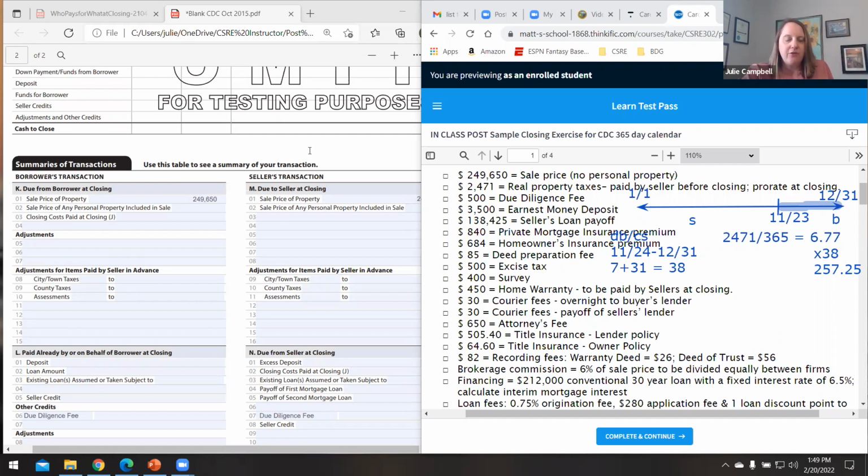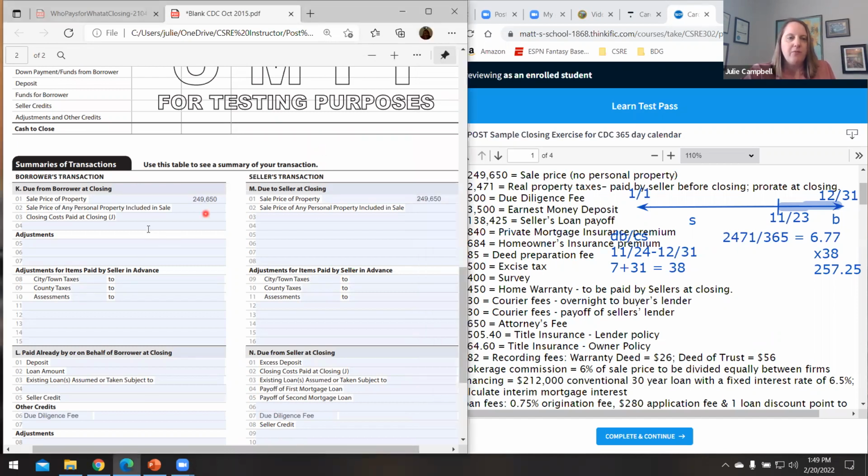So if we go back to our closing disclosure, remember, K is all the buyer's debits. You see where it says due from the borrower? M as in Mary is all the seller's credits. You see where it says due to the seller. Once you get familiar with the CD, it'll tell you what to put where, right? Due from is a debit, to is a credit.